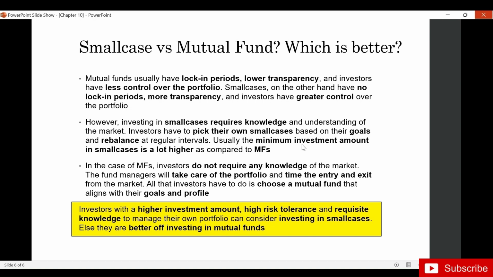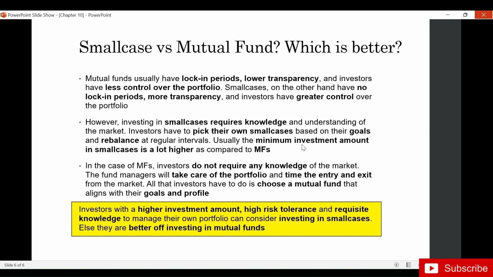In lesson 3, we will discuss which out of small case and mutual fund is a better investment choice. Mutual funds usually have lock-in periods, there is lower transparency and also investors have lesser control over the portfolio. On the other hand, small cases do not have any lock-in periods. There is usually more transparency and also investors have greater control over the portfolio.